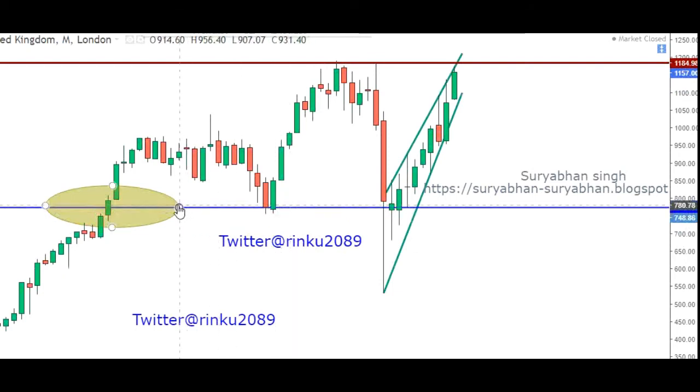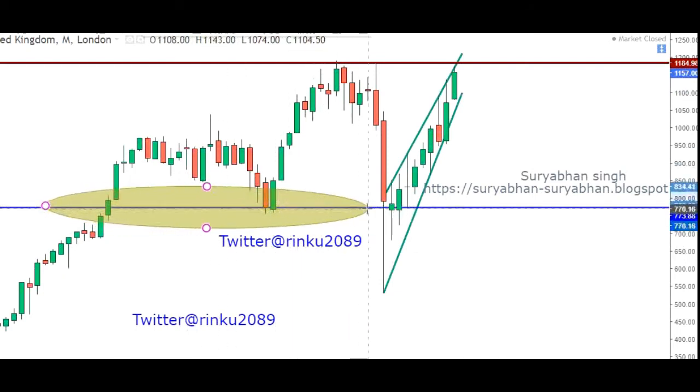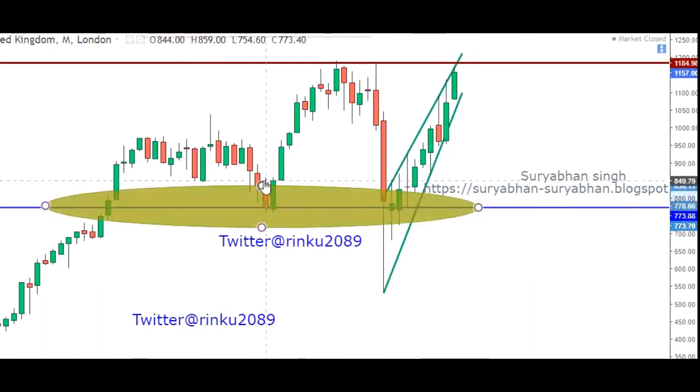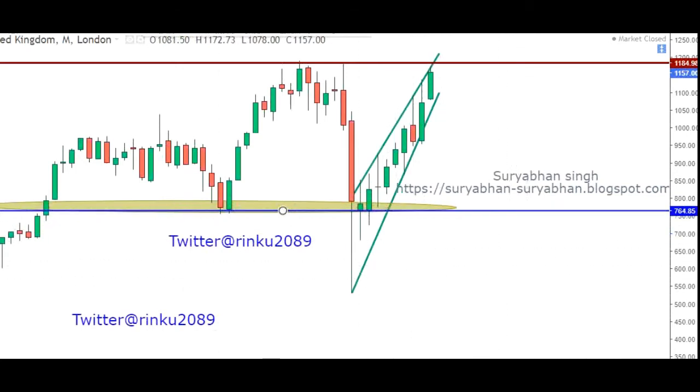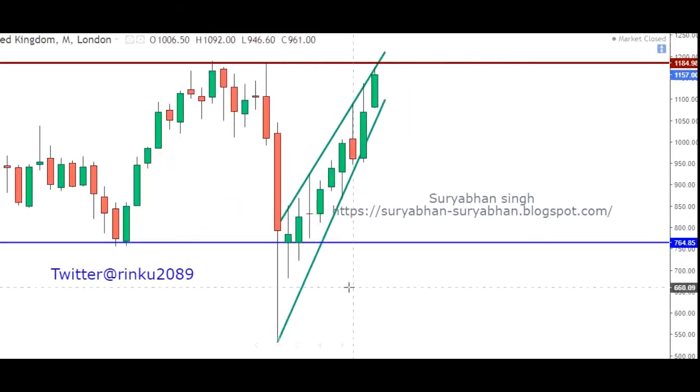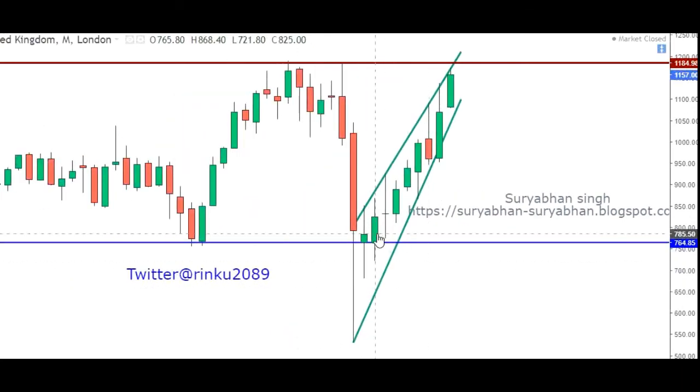Now the previous resistance is acting as a support. You see this oval which I'm extending a bit, it is now acting as a support. That's the reason this stock bounced from this level. This is again a monthly time frame, so one candle is a month. The candle I'm on right now is April. On the daily chart it's going down, but on a monthly basis it has closed above that resistance level, which is 764.